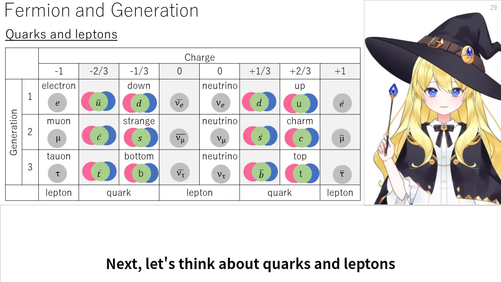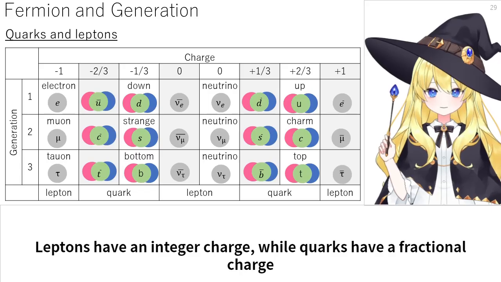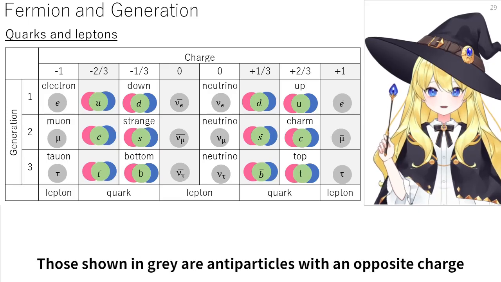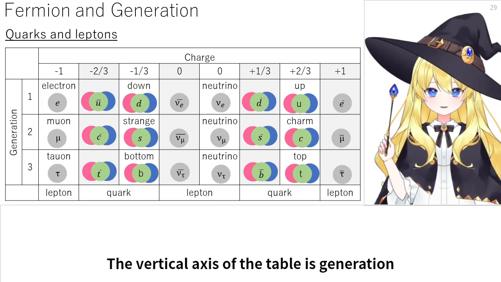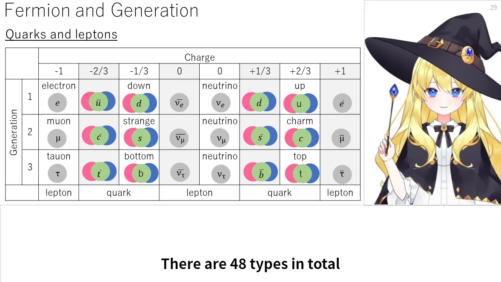Next, let's think about quarks and leptons. The horizontal axis of the table is electric charge. Leptons have an integer charge, while quarks have a fractional charge. Leptons have one color, but quarks come in three. Those shown in gray are antiparticles with an opposite charge. The vertical axis of the table is generation. There are 3 generations, but the only difference between them is mass. There are 48 types in total.